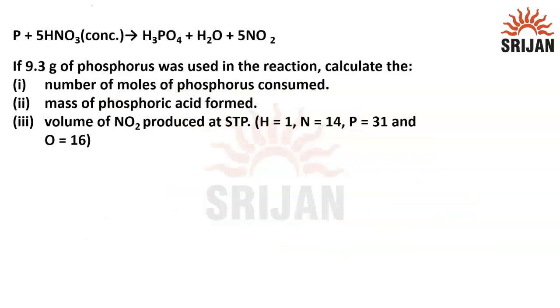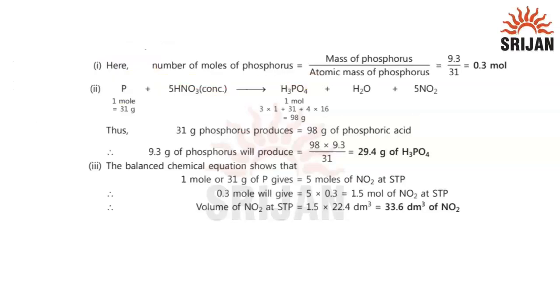The next we have phosphorus on reacting with concentrated nitric acid will give us this. We have to calculate the number of moles of phosphorus consumed, the mass of phosphoric acid formed, and finally the volume of NO2 produced at STP. So we have 9.3 gram of phosphorus. Here we can simply calculate the number of moles, that is given mass divided by molecular mass. So that will be 0.3.